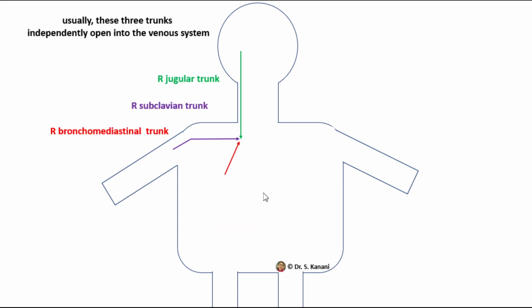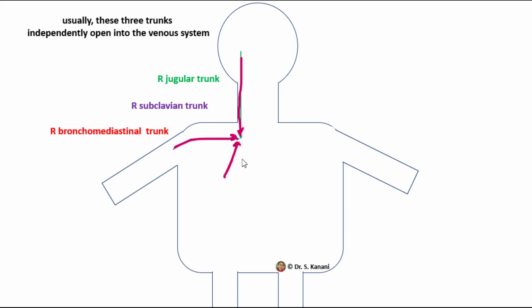Exactly in that area, we do have the beginning of the left lymphatic duct. However, before we get there, let's explain how right lymphatic duct forms. In most individuals, when we follow right jugular trunk, right subclavian trunk, and right bronchomediastinal trunk, we see that these 3 trunks near the junction of internal jugular vein and subclavian vein directly attach to the veins and empty their lymph into the bloodstream. So in most individuals, they do not join together.